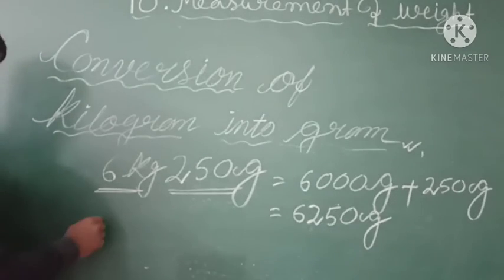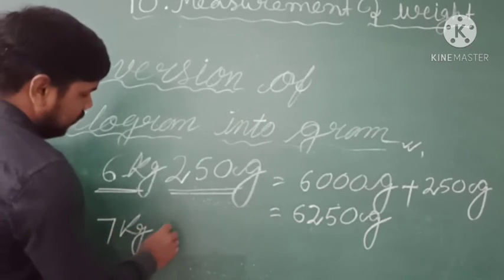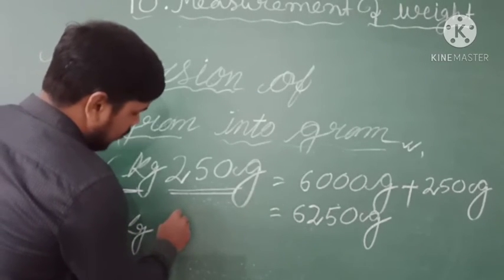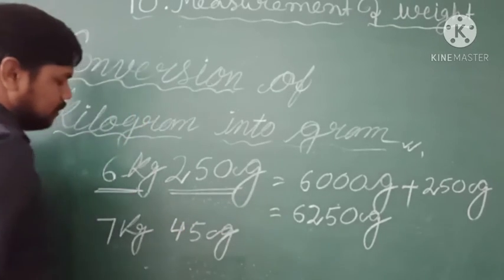Now what will it be if I am saying 7 kilogram and 45 gram?